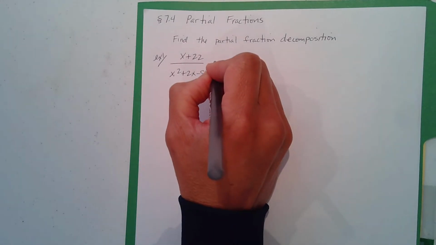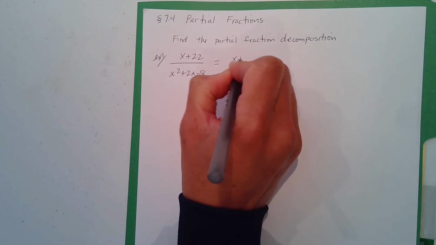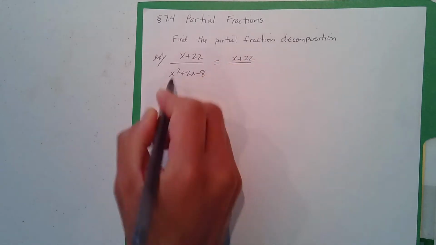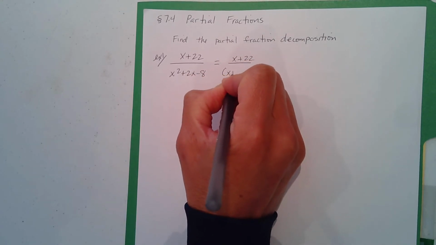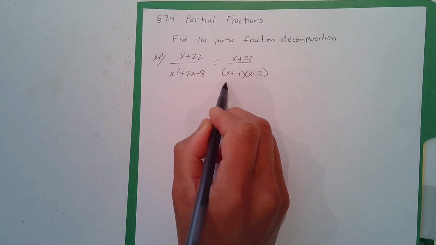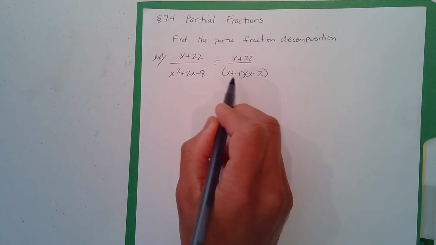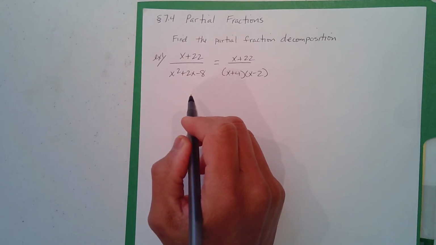So to first get started, we are going to factor the denominator. So x plus 4 times the quantity x minus 2 is equal to x squared plus 2x minus 8.